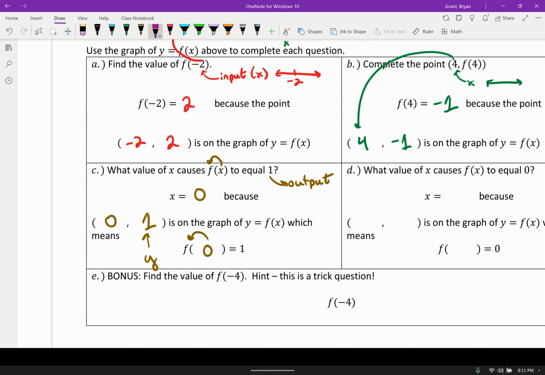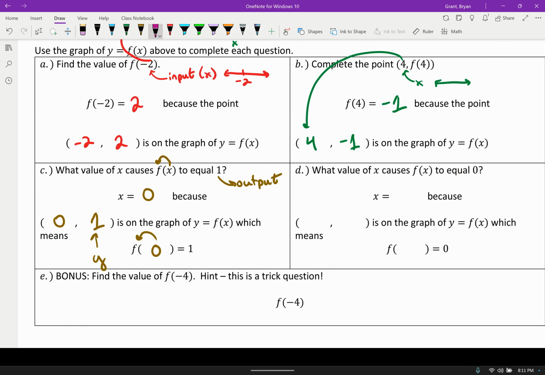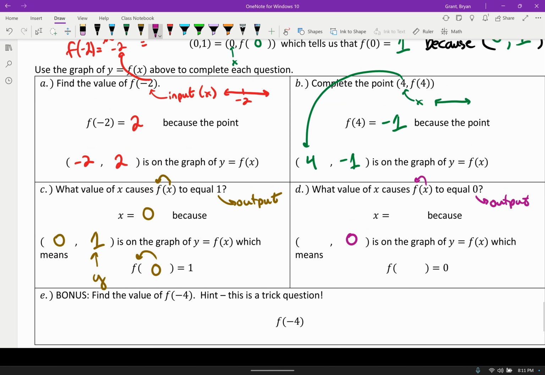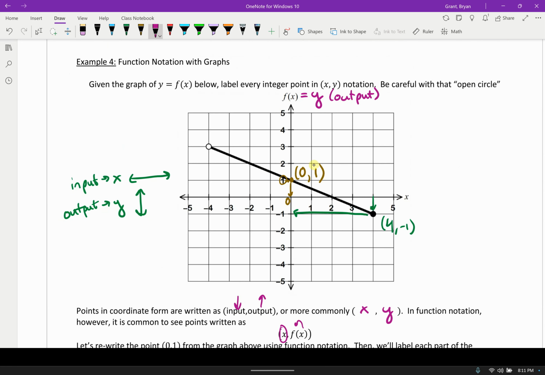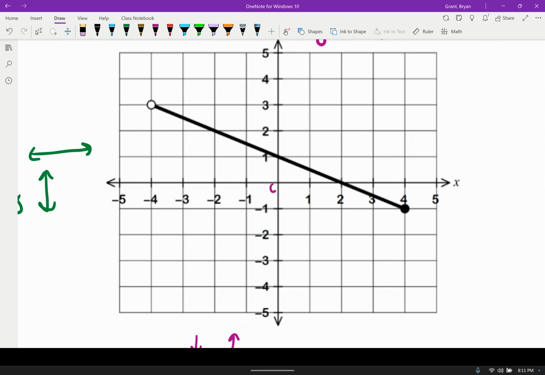And another. What value of x causes f of x to equal 0? So again, we don't know the x, but they gave us the output, which is 0. Okay, so let's find the x. So the first thing we do is we go to 0 on the y-axis, which is the same as 0 on the x-axis, and I'll clean this up for us right now. 0 on the x and 0 on the y meet at the origin. Okay, so we're right here.